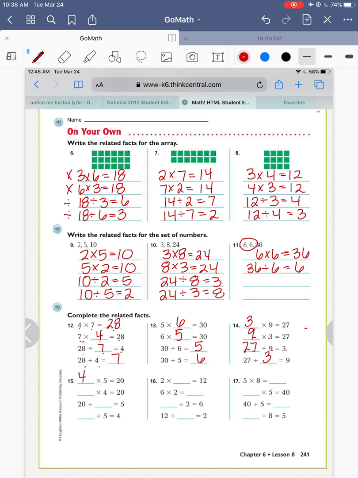4 times 5 is 20. 5 times 4 is 20. 20 divided by 4 is 5. And then 20 divided by 5 is 4.